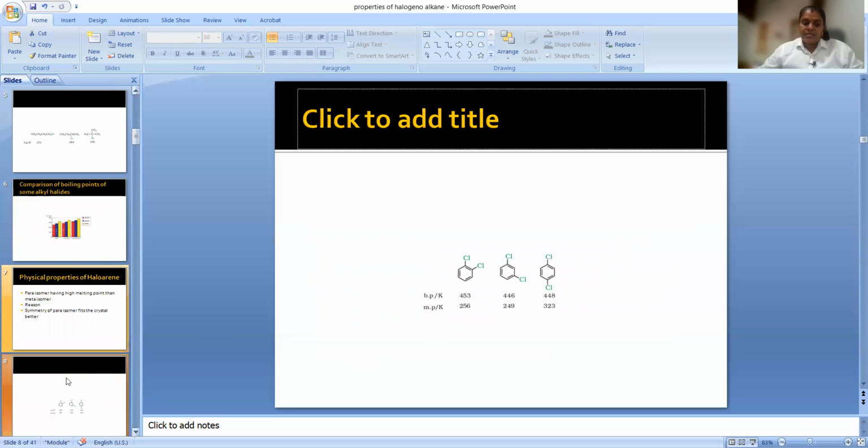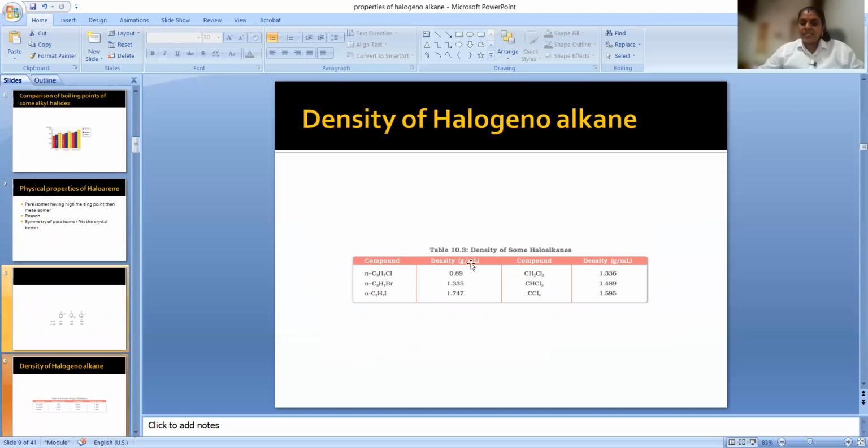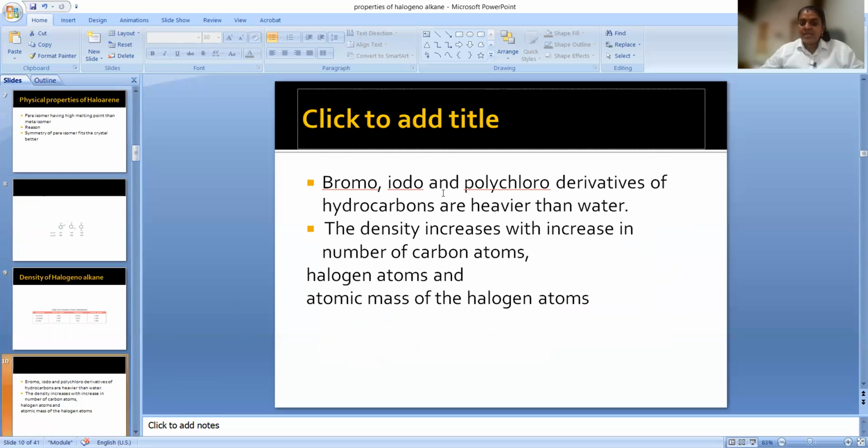Now the next thing is density. As the molecular mass increases, the density also increases. Bromo, iodo, and polychloro derivatives of hydrocarbons are heavier than water. If more than one chlorine atom is present in the alkyl halide, then it will be heavier than water. The density increases with an increase in the number of carbon atoms, the number of halogen atoms, and the atomic mass of the halogen. If the atomic mass of the halogen atom increases, the density will also increase.